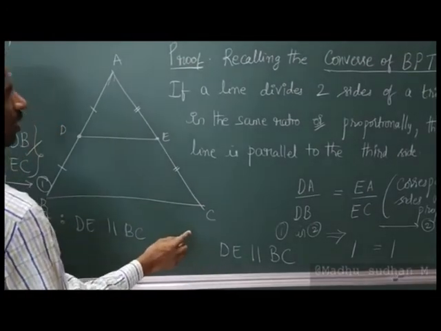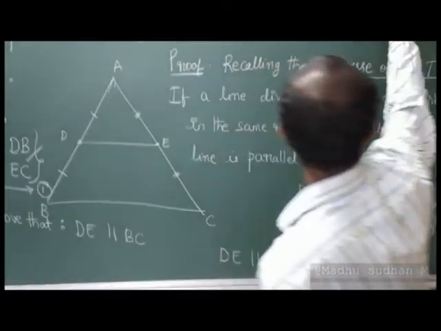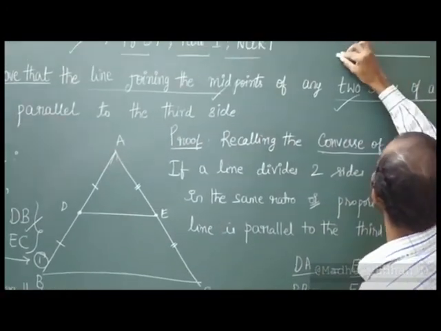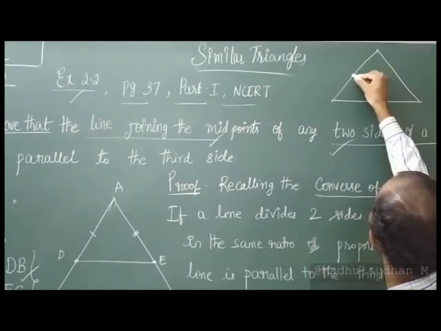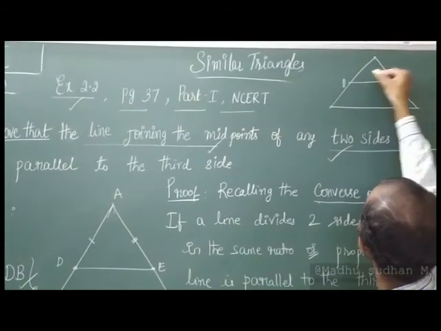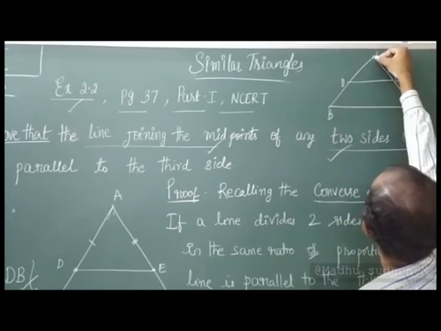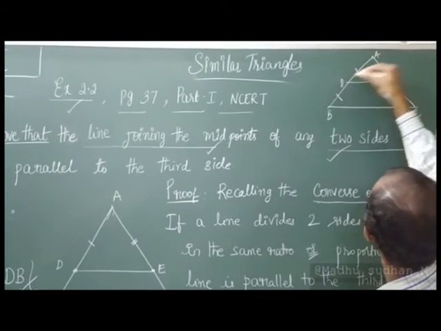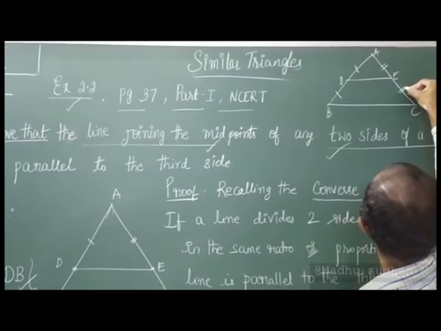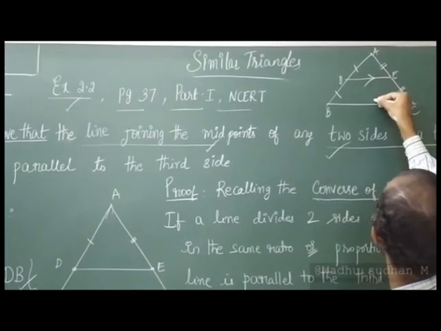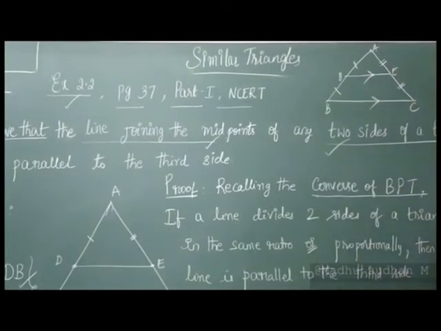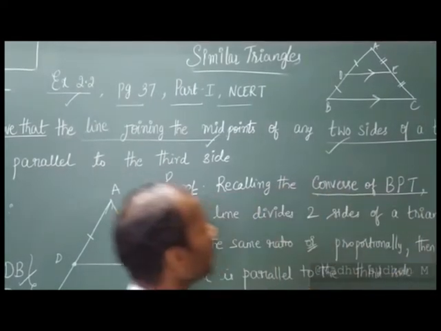So now if I have to redraw the same diagram after the proof, then I shall write here, this is A, D and this is E, this is B, C and this is A here. This is equal to this, then this is parallel to the third side of the given triangle.